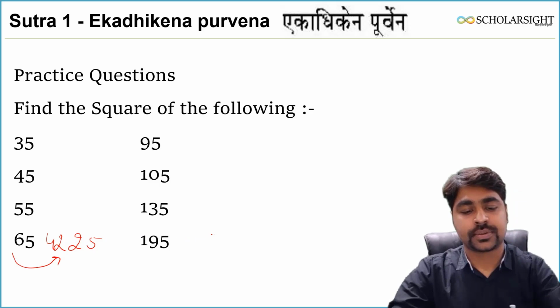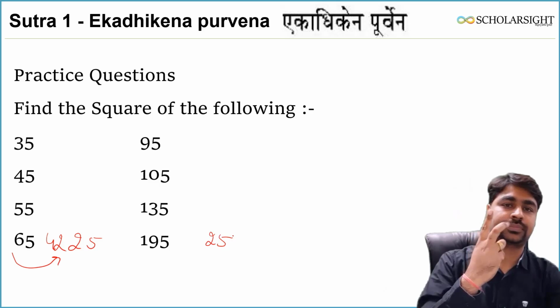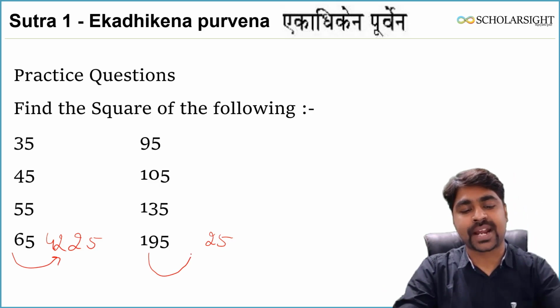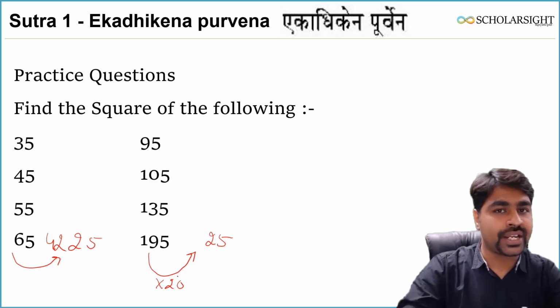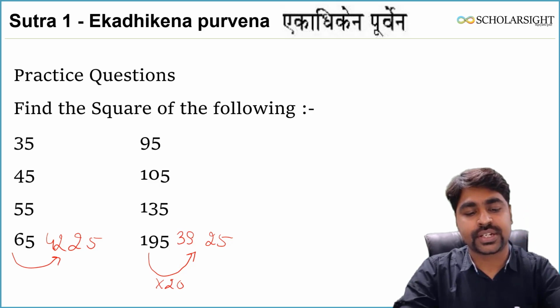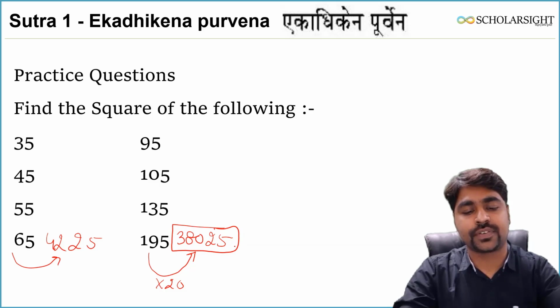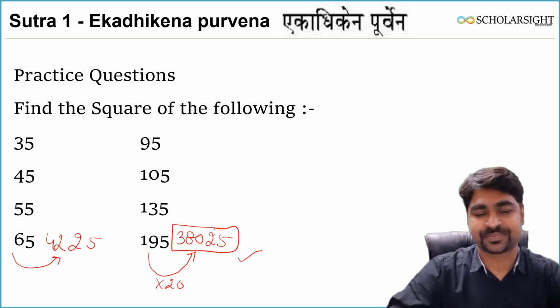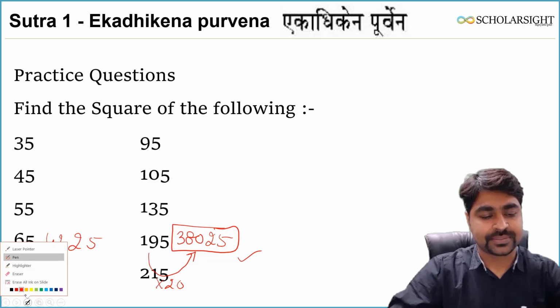195 square. 19 multiplied by the next number is going to be 20. So 19 into 20 is 380. So 38025 is going to be your answer. Do this as well.